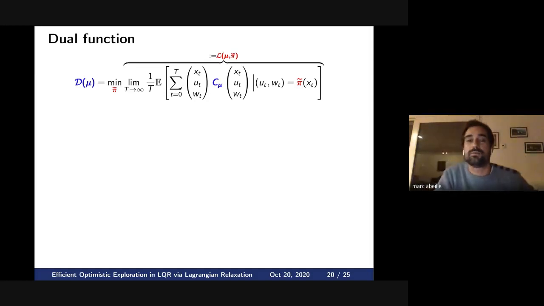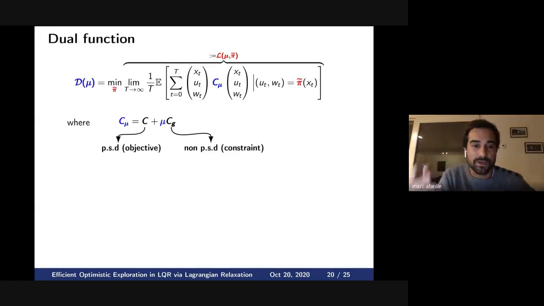And it can be decomposed in two parts. So the first part, C, corresponds with the original LQR objective, and thus is PSD. So we are definitely in the standard regime of the linear-quadratic regulator. But the second part is C G. It comes from the constraint, and it has both a positive and a negative part. And this might break the positiveness of the cost matrix as mu spans the positive real line, and hence put us away from the standard LQR framework.